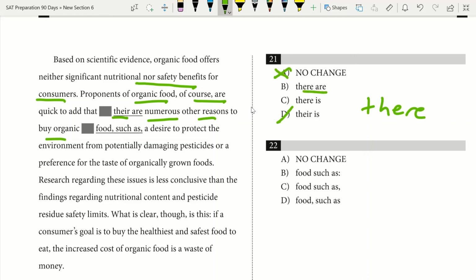Next, we're talking about there are versus there is. Okay, we would say there are numerous other reasons. We wouldn't say there is numerous other reasons. So that one right there is dealing with the number of the subject, right?